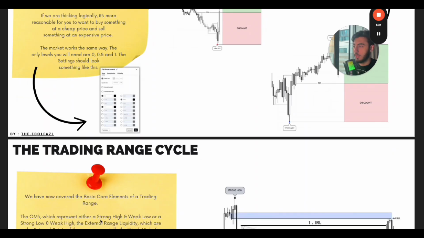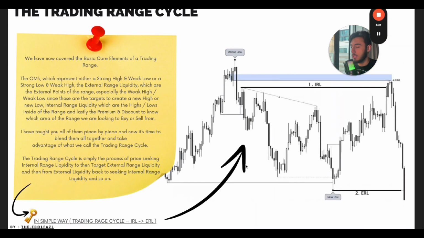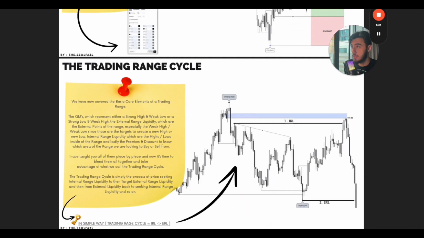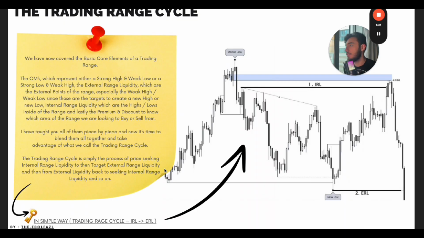Once you understand this, we're going to go to the trading range cycle. One of the important things that you should understand is the trading range cycle. We have covered the basic core elements of the trading range: the QMs, which represent either a strong high or a weak low, or a strong low or a weak high; the external range liquidity, which are the external points of the range, especially the weak high or weak low, since those are the targets to create a new high or new low; internal range liquidity, which are the highs or lows inside of the range; and lastly the premium and discount, to know which area of the range we are going to look for buys or sells from.